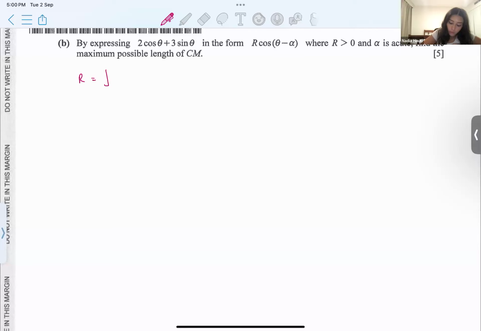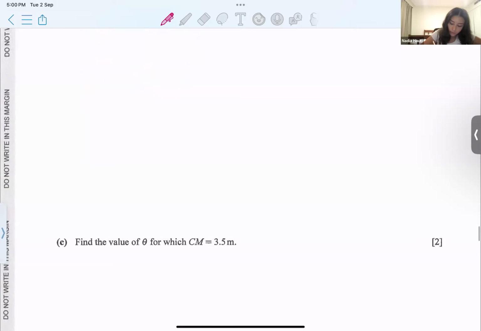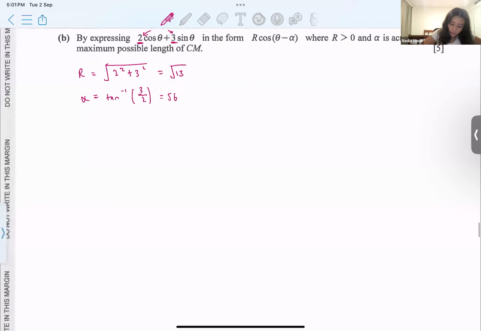will be equal to square root of, we look at this 2 and this 3, square root of 2 squared plus 3 squared, which is equal to square root 13. And alpha is equal to tangent inverse 3 over 2. Again, looking at the 3 and the 2 here. If you put that into your calculator, you should get 56.310 degrees.